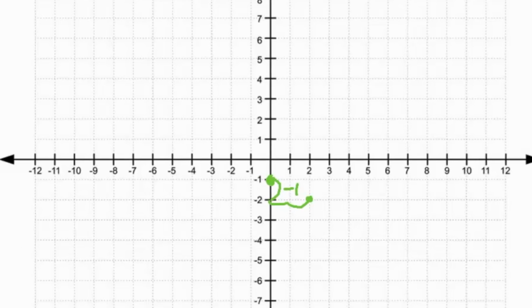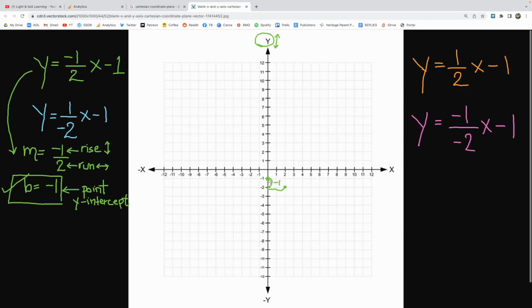Beautiful. Let me pull out my line tool here so it'll be nice and straight. And I go through those 2 points and I end up with my green line. Beautiful, Channing. Thank you. We've just graphed y is equal to -1 over 2x minus 1. I love it. Let's do the blue line next.